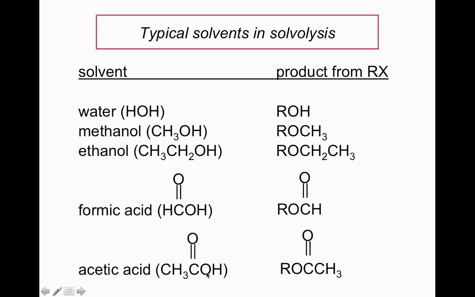The lone pairs on this oxygen in the OH group are capable of acting like a nucleophile in a substitution reaction. On the right side, I've listed the prototypical products that would be produced from the reaction with any of these solvents and a generic alkyl halide RX. My intent with this slide is not for you to memorize what all of the products are from all of these different solvents, but for you to have an opportunity to see what those products would look like were you confronted with any of these different solvents in a typical solvolysis reaction.